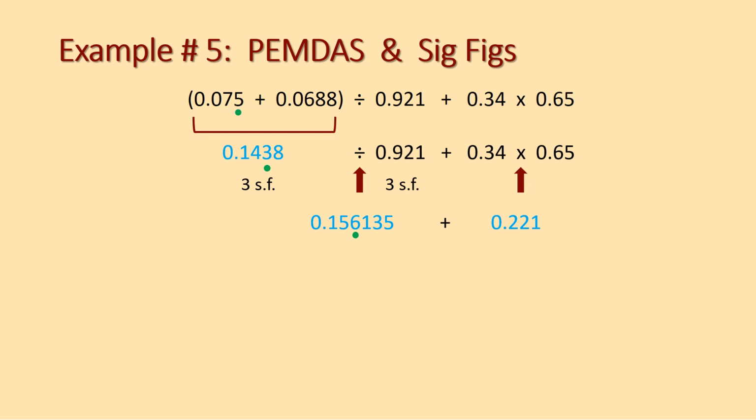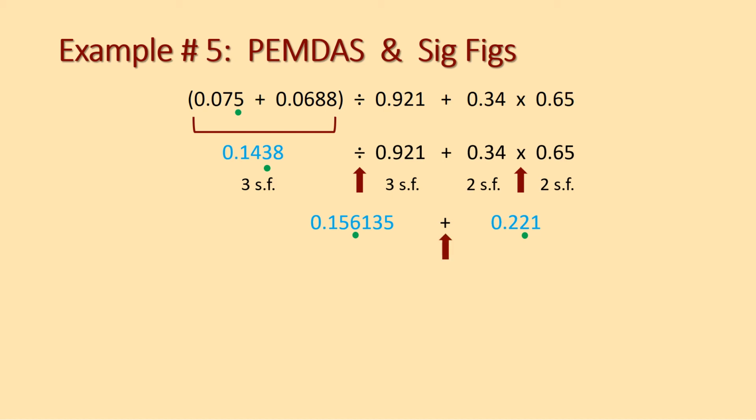Now let's look at 0.221. We got this intermediate value by multiplying 0.34 by 0.65, and each of these values has 2 significant figures, which means that 0.221 must also have 2 significant figures. We note that by putting a dot under the 2nd significant figure, which is the 2. Now the last operation that we have to perform is this addition.